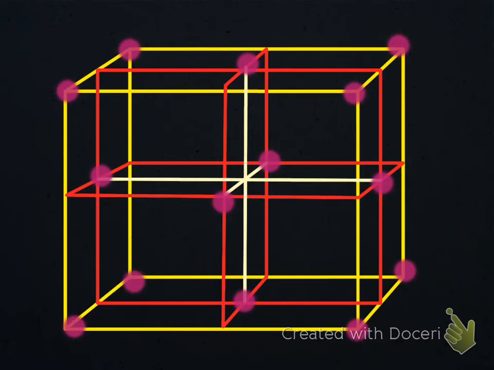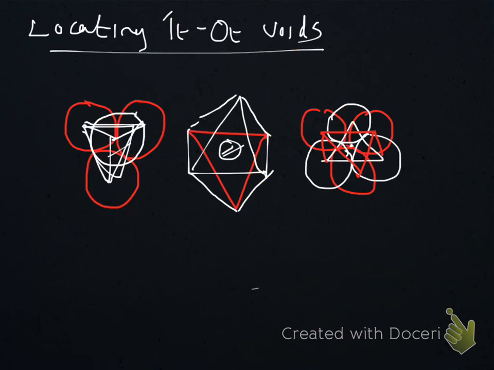Now suppose you have to locate an octahedral void. For an octahedral void, you have to keep 6 particles around that void, 3 in the lower layer and 3 in the upper layer.